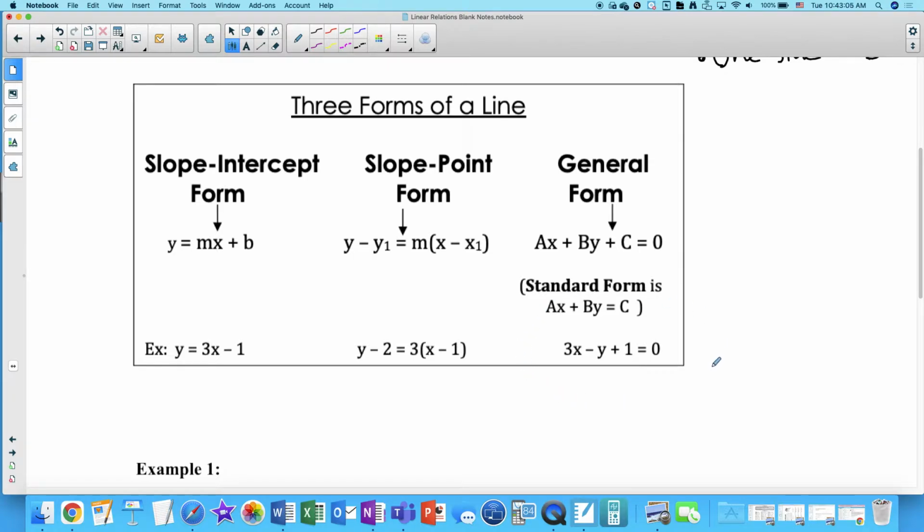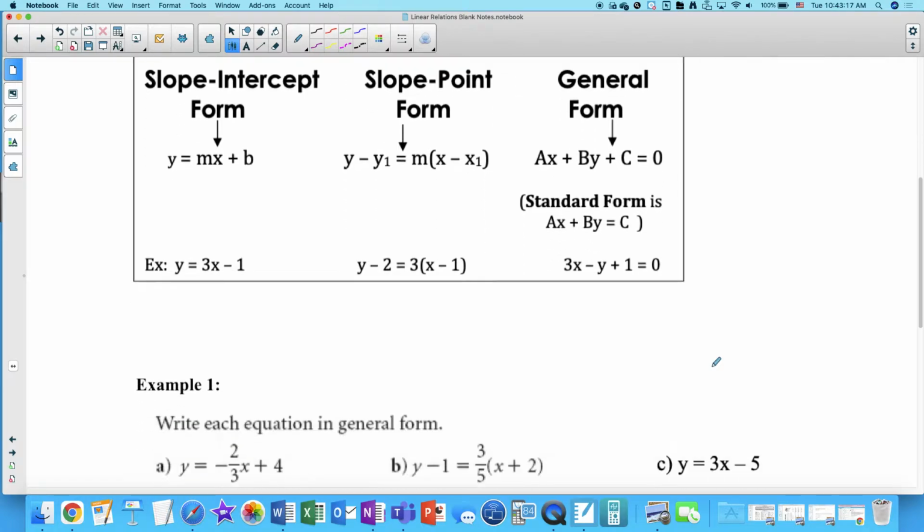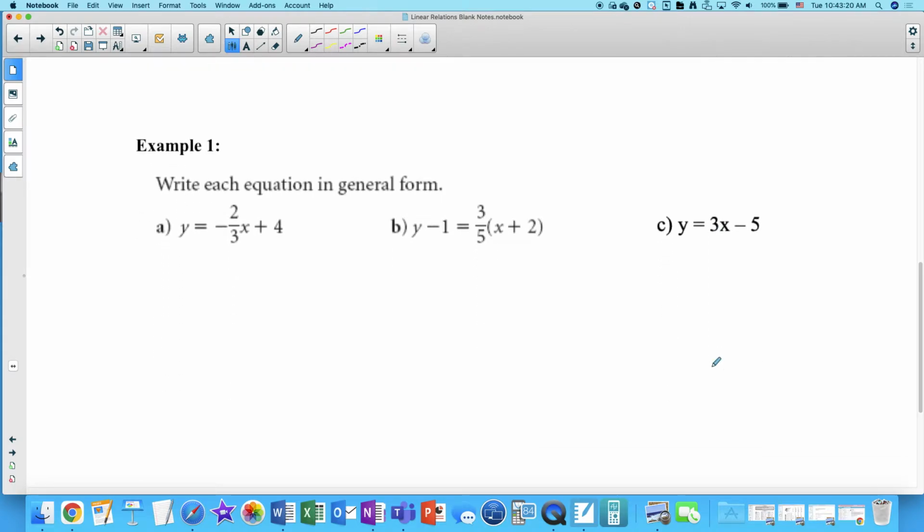These are actually all the exact same line. Okay? So any line can be written in all three forms. And one of the skills we want to look at today is how do we go back and forth. Okay? So we are going to do a couple of examples together. We'll talk about how to graph from general form, that sort of thing. We'll look at some applications.